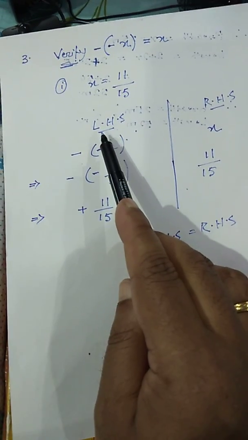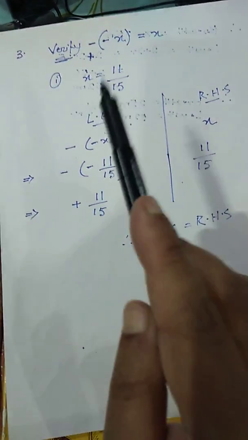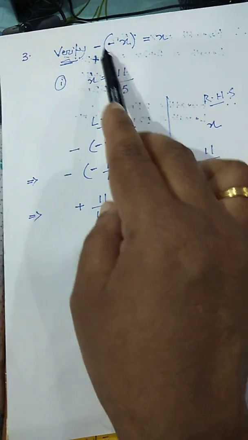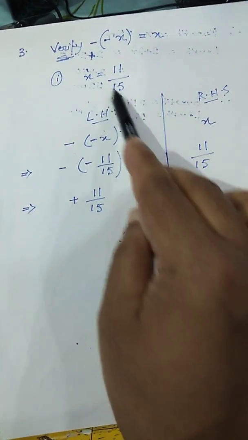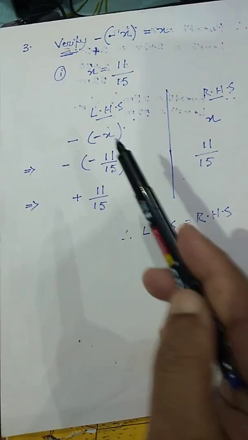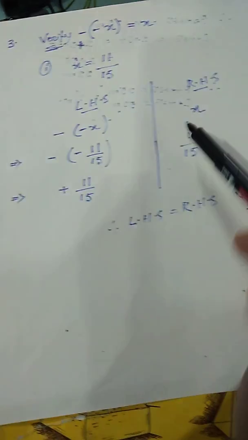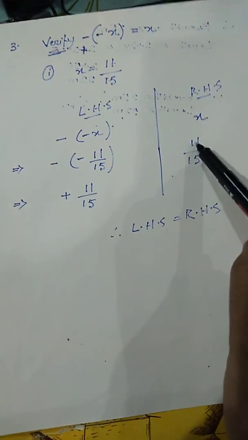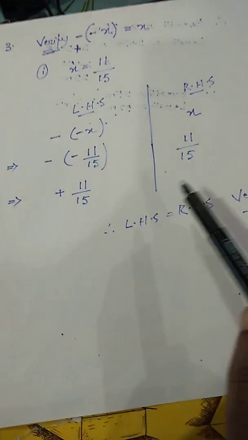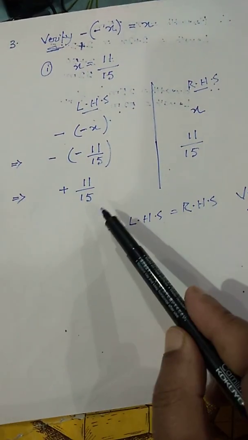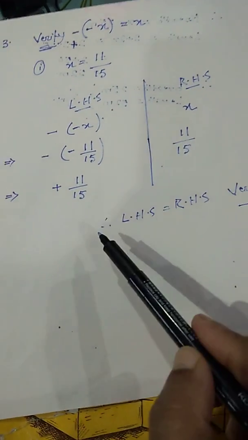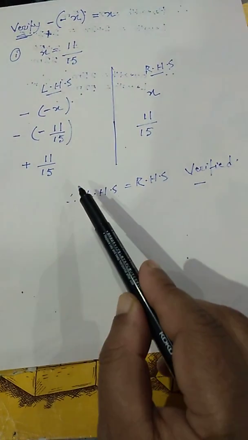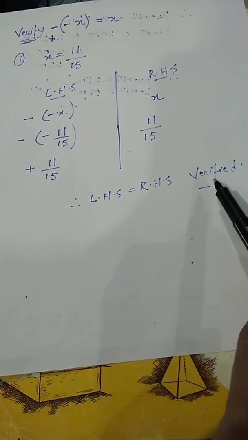Let us solve the left hand side. What is the expression given in the left hand side? This is the one I have written. In place of x I have written the value given in the question, 11 by 15. Now solve it. What is the product of minus into minus? Plus. So plus 11 by 15. What is the value of x given here? 11 by 15. Just write the value. After the solution we see that the value of LHS and RHS is the same. So we'll end up with a note saying therefore LHS equals RHS, and verified.